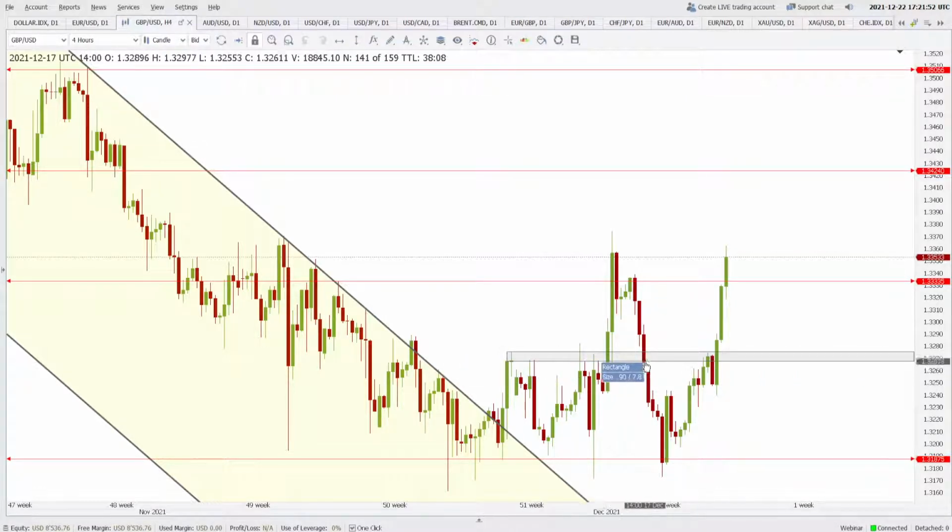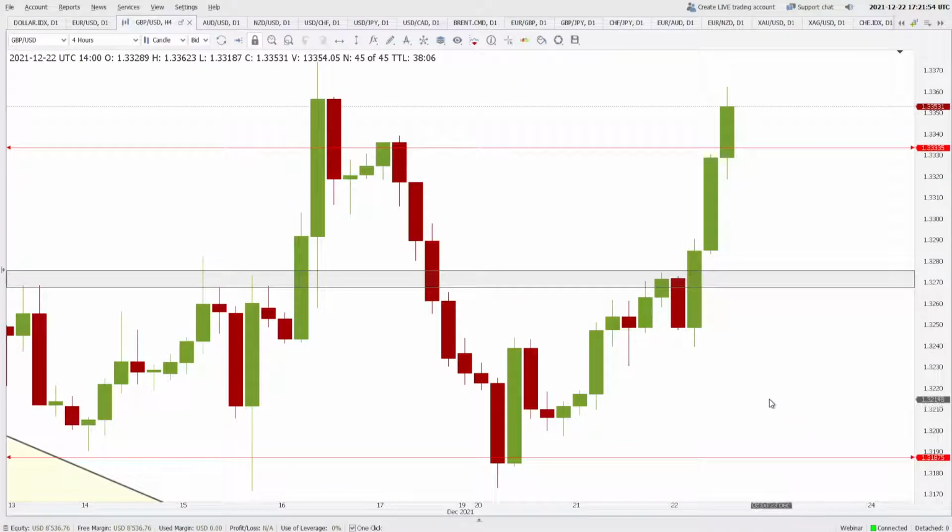We were expecting this level to act as a resistance actually, and it did for at least 4 hours in the day, and then after it took support here at this immediate high that the price had. You remember I told you that, if you don't remember, then yesterday's video you can refer to. We talked about this bullish candle here.